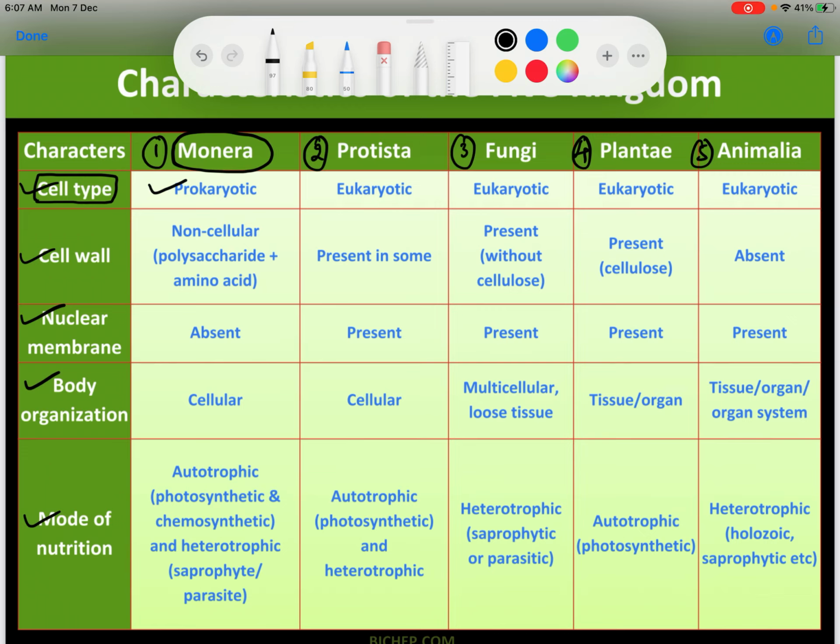Now, the second characteristic feature differentiating eukaryotic cells either as protista, fungi, plant or animal.